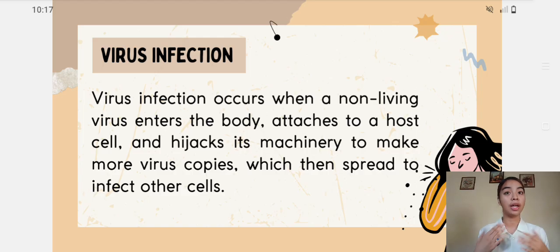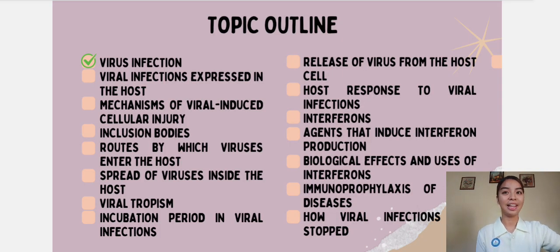Virus infection occurs when a non-living virus enters the body, attaches to the host cell, and hijacks its machinery to make more virus copies, which then spread and infect other cells. So basically, virus infection is when a virus gets to enter our body, it infects the host cell, and then it spreads out. When it has spread out, it infects other cells, and when it has done that, it can spread throughout our body and cause virus infection. So we are done identifying what virus infection is. Let's move on to the next slide.